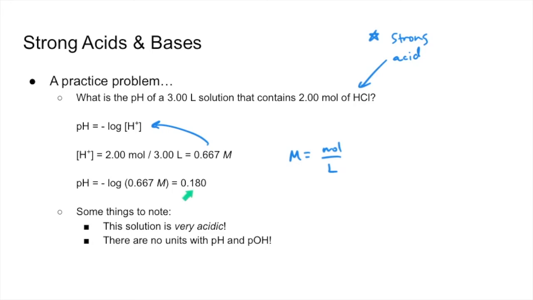Now remember a moment ago we said that a pH close to 0 means the solution is very acidic. So this would be a very acidic solution. There's a lot of hydrogen ions dissolved in that volume, 0.180. So two things to note: the solution is very acidic, and secondly, there are no units with pH and pOH. It's just 0.180. That's it. There's no molarity or anything after, just 0.180 is the pH.